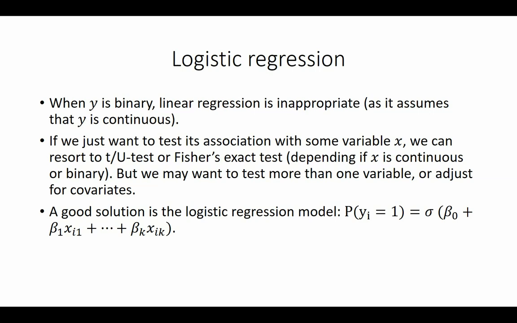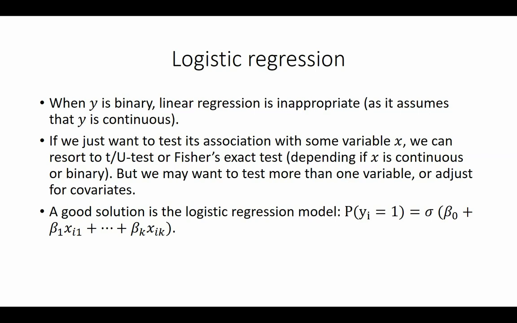Again, if we just want to test association with some variable x, of course there are many options, so we can use a t-test or U test or Fisher's exact test, depending on whether x is continuous or binary. But again, we might want to test more than one variable or adjust for covariates. And then probably the best option we can use is the logistic regression model, which works very similarly to linear regression with a very slight modification.